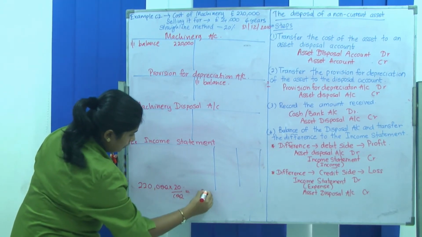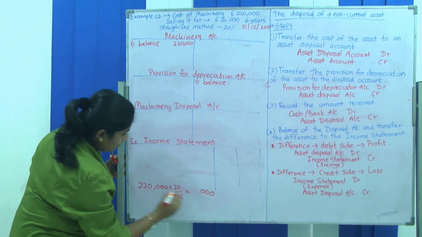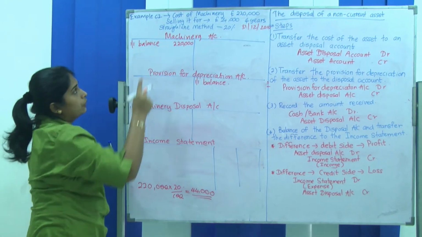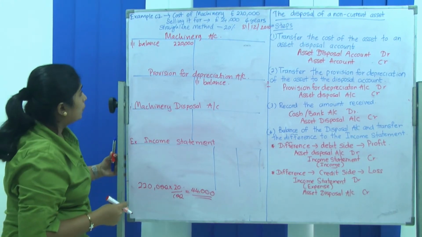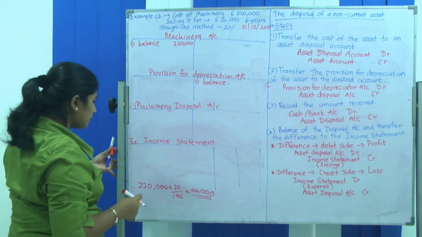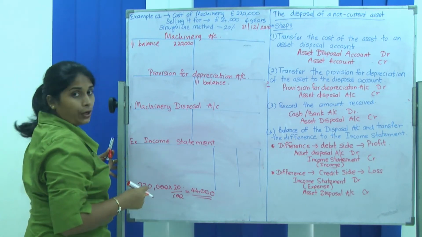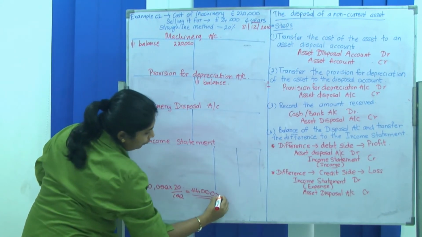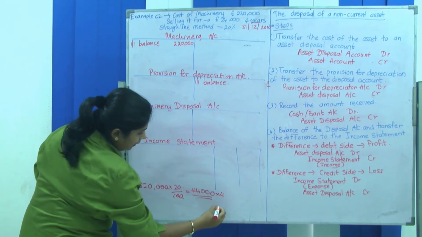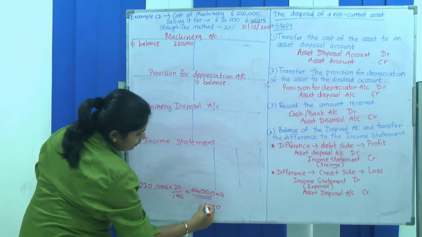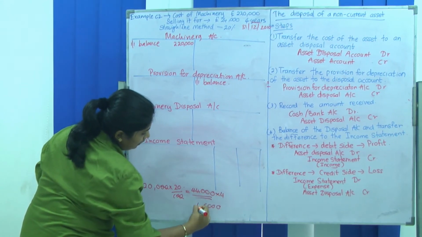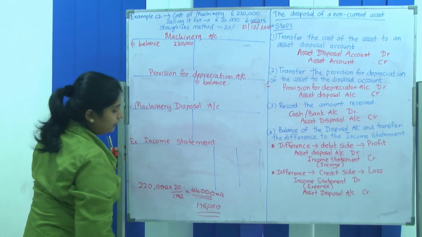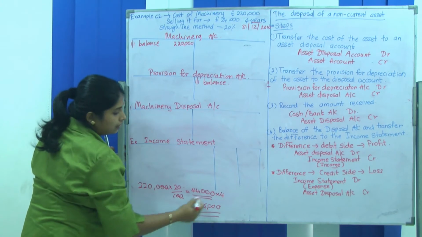So 2 zeros, 3 zeros, 3 zeros, 4 into 44,000. That means they have used the straight line method 20%. Okay, so 20% means 44,000 per year. So how many years have they used? They have used it for 4 years. So when you multiply, it's 3 zeros, 4 times 4, 16, 1 is there, 4 times 4, 16, 176,000. So this is the total.